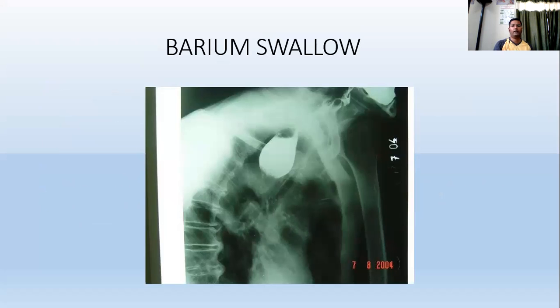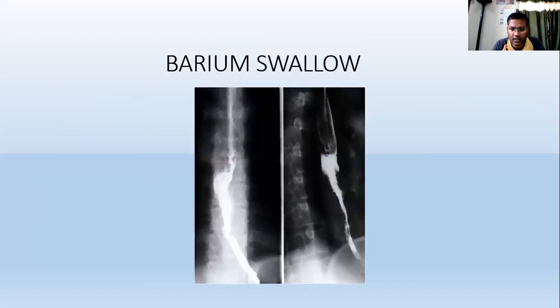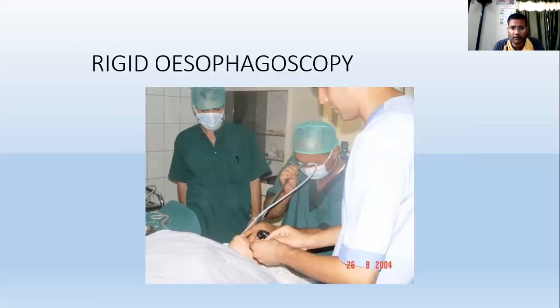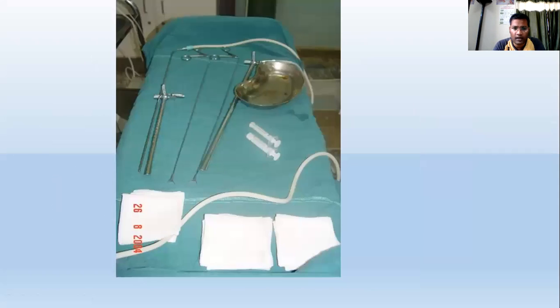So this is the picture of the barium swallow. The patient has just swallowed the barium, and at that time the picture is taken. You can see in this picture there is dilation in the upper part and constriction of the lumen in the lower part, which may indicate a lesion in the esophagus. This is the picture of the endosonography. This is rigid esophagoscopy, and this is flexible esophagoscopy.